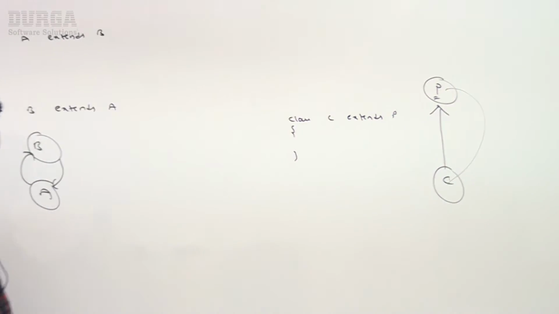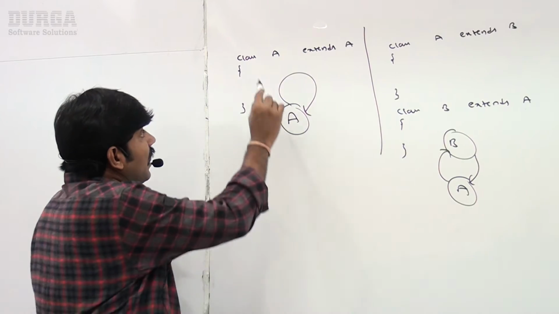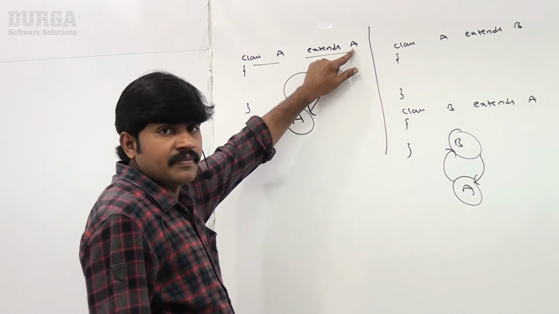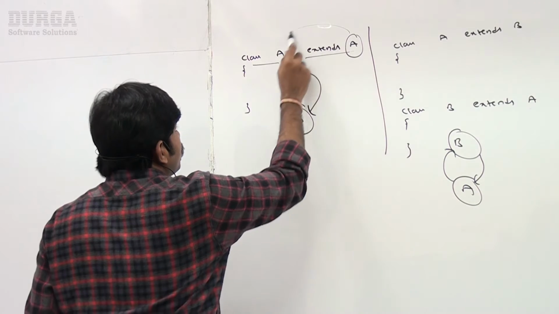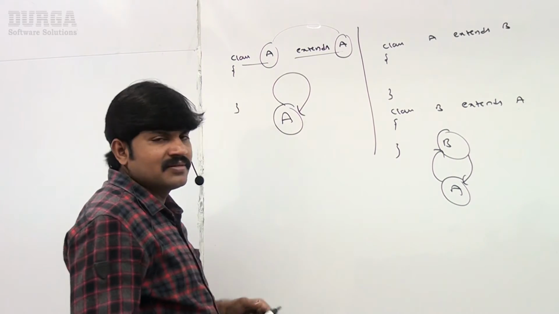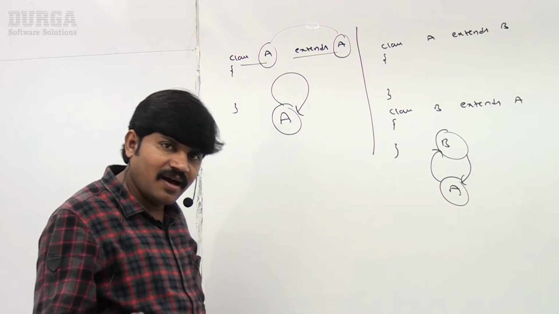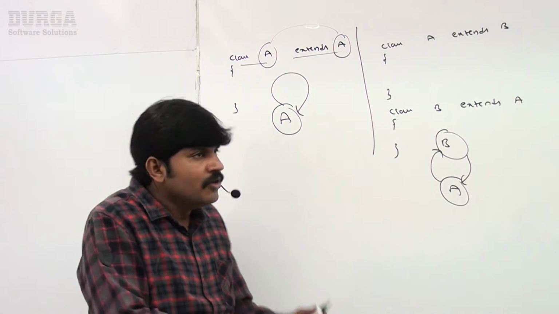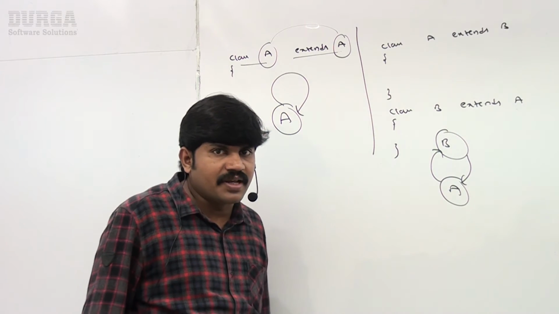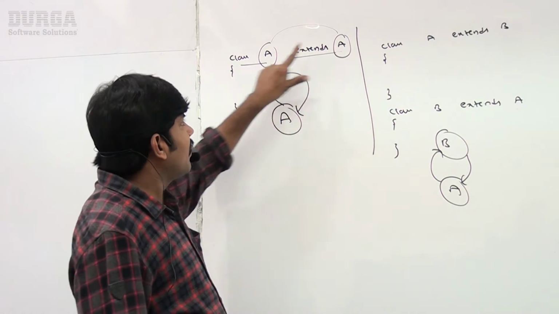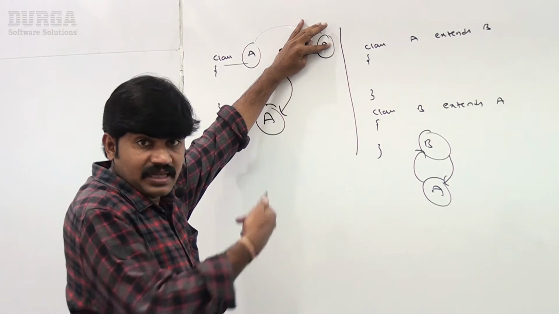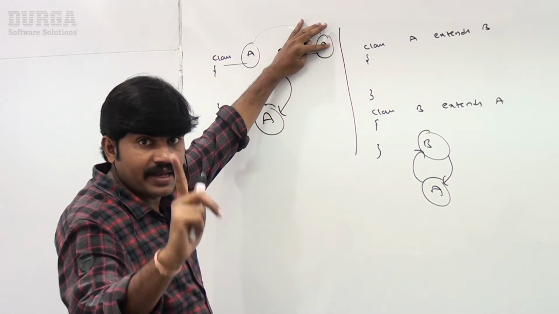Now observe, in this case, class A extends A. Sir, all members of A, I want in the A class. All members of A are already available in the A class. Why are you writing like this? Immediately we are going to get a compile time error. The members of A are already available inside A. Why are you taking this? Unnecessary extra code, sir. That's why the compiler won't accept.